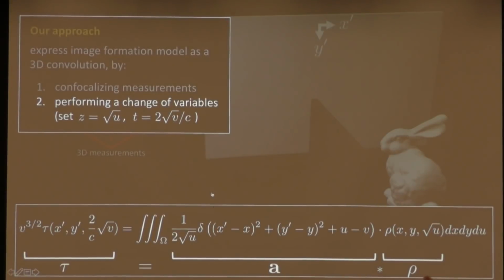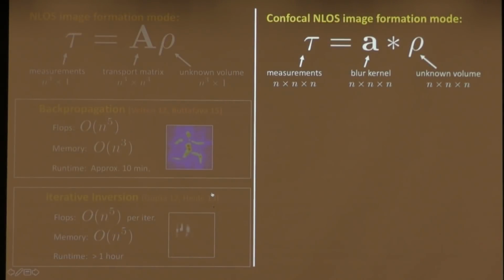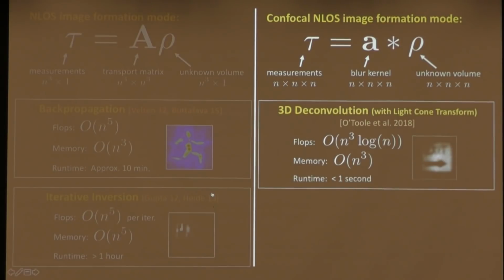It's a convolution between our hidden scene and a blur kernel that we know. It's a blur kernel that describes light transport between a wall and this hidden object. And so as opposed to dealing with these large linear systems like before, we can get away with just solving a 3D deconvolution problem, which can be done much more easily than before. So as opposed to spending 10 minutes or hours trying to process the measurements, we can actually get away with doing this in less than a second. Not only that, we can actually get better reconstruction results because we're not approximating the solution here. We're actually solving this linear system, just doing it in a much more clever way.